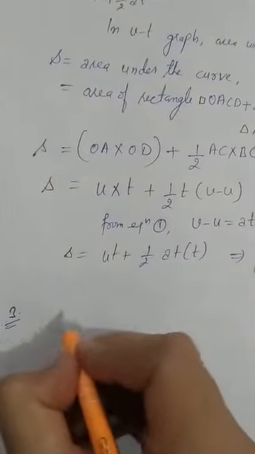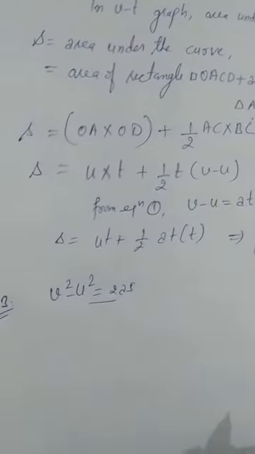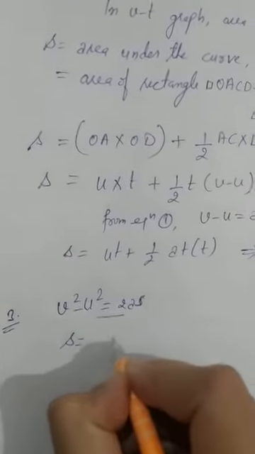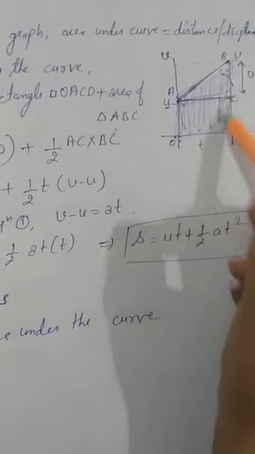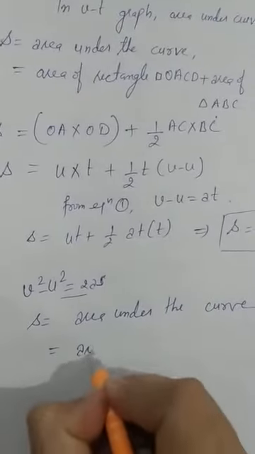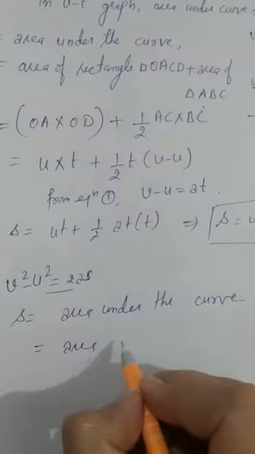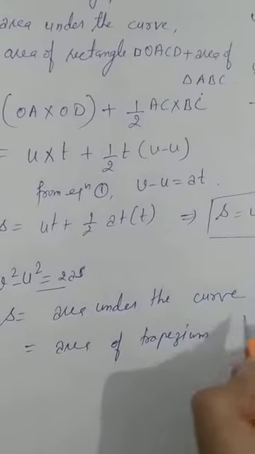Now the third equation, v square minus u square equals 2as. By the same method, how can we find s? S is again the area under the curve. Here, taking the complete area under this curve, we can say both are parallel sides having some distance between them, so we can write the area of a trapezium, and the trapezium is OABDO. This one is our trapezium.